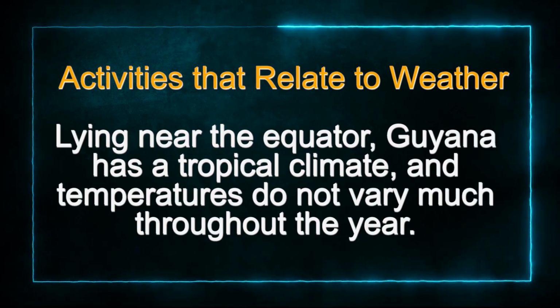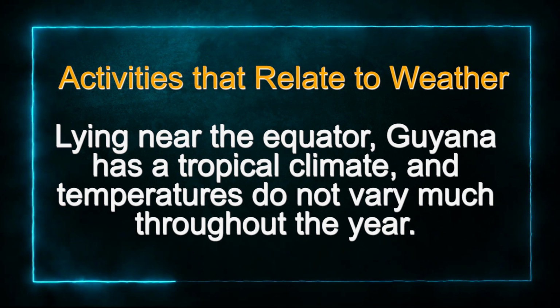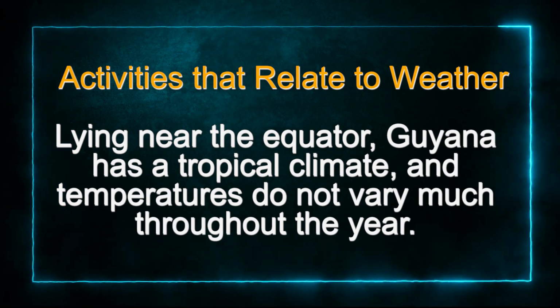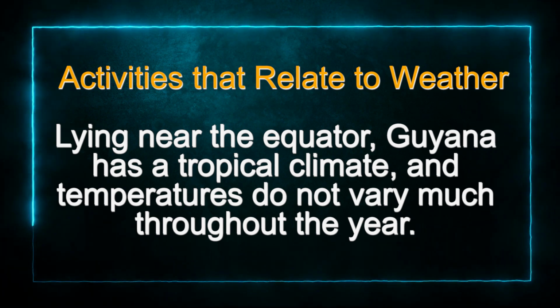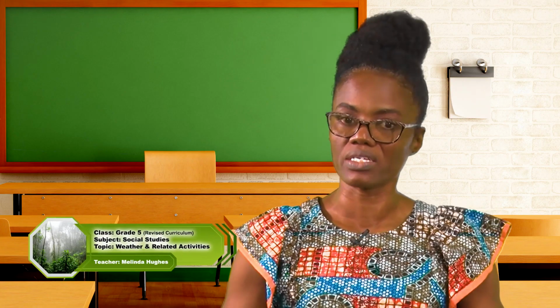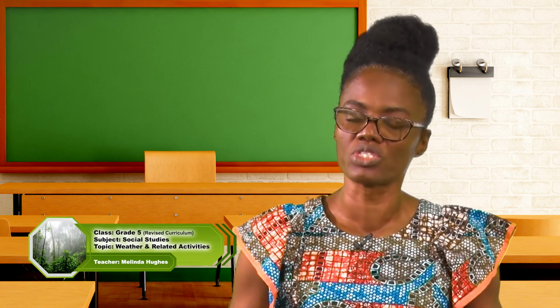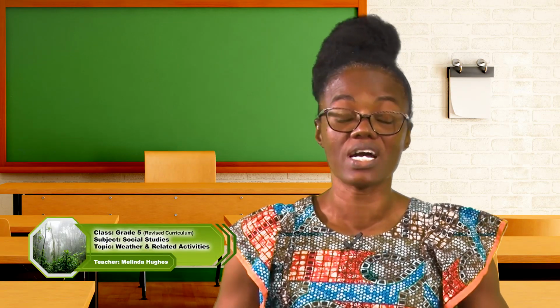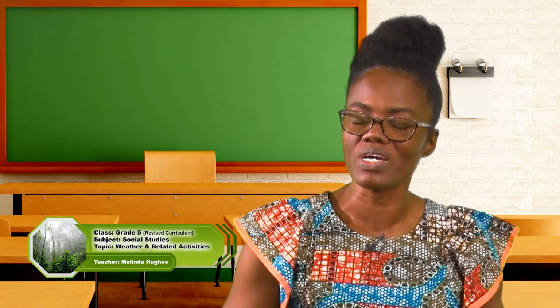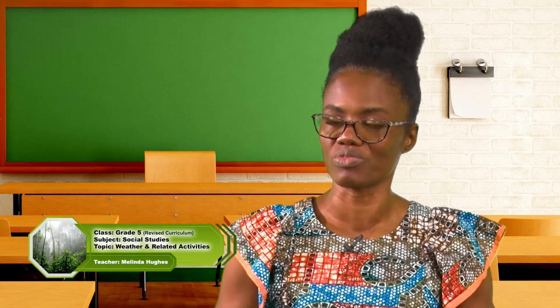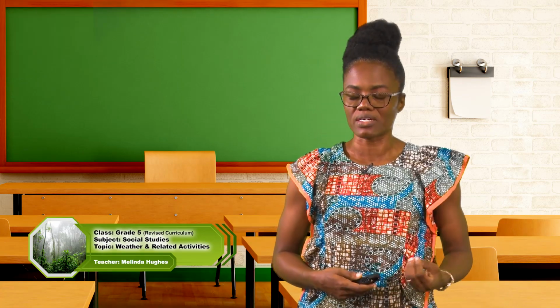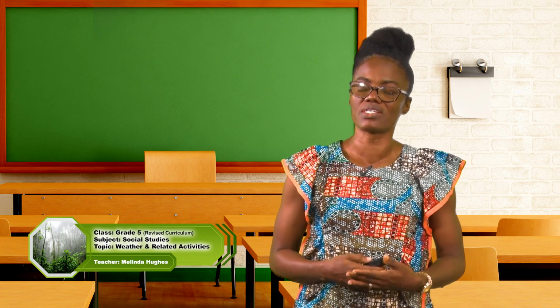Next, lying near the equator, Guyana has a tropical climate and temperatures do not vary much throughout the year. So this simply means that where Guyana is located, which is near the equator, Guyana experiences a tropical climate. And as a result, the temperatures really don't change much throughout the year or for years. So because of that, the activities remain the same across specific natural regions. Now let us examine the activities that are done in each natural region.